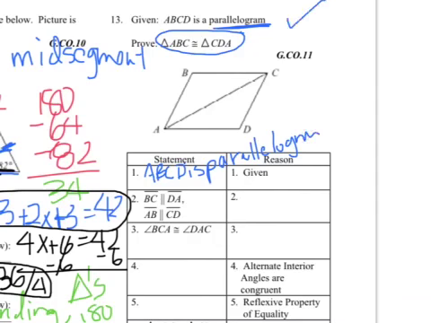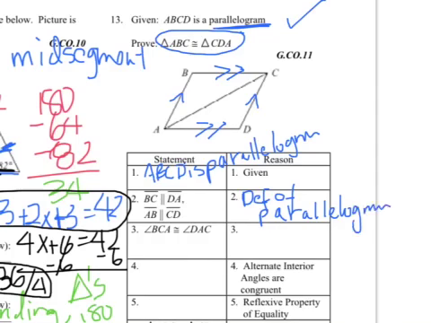Part 2 says that they're parallel, and I'm going to go ahead and mark BC is parallel to AD, and AB is parallel to DC or CD. And the reason why is definition of a parallelogram, because a parallelogram has opposite sides that are parallel. So that's the definition of parallelogram.